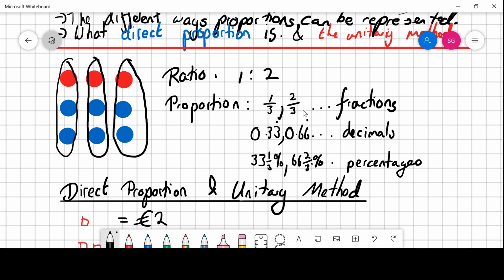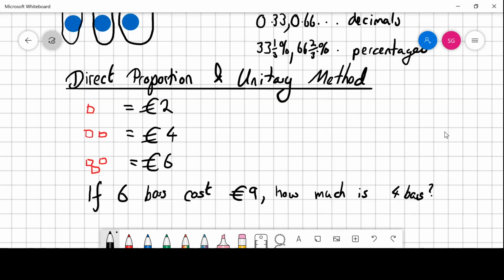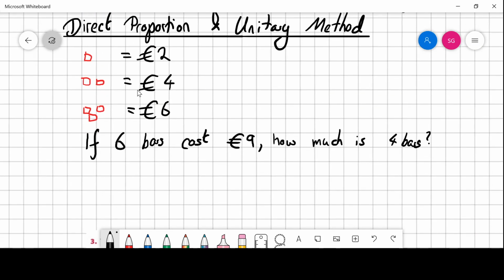So that's what I meant when I said the different ways you can express proportions. Now let's look at the 2 terms that I introduced, direct proportion and the unitary method, okay? So direct proportion is actually not that difficult. It's literally just that the ratio as you go up stays the same. So the proportion increases kind of to the same ratio. So you'll see one of these red blocks is worth €2. 2 of these red blocks is worth €4. 3 of these red blocks are worth €6. So you can see, okay, when we add 1 onto this, we're adding 2 onto this, but the ratio is the same each time, isn't it?